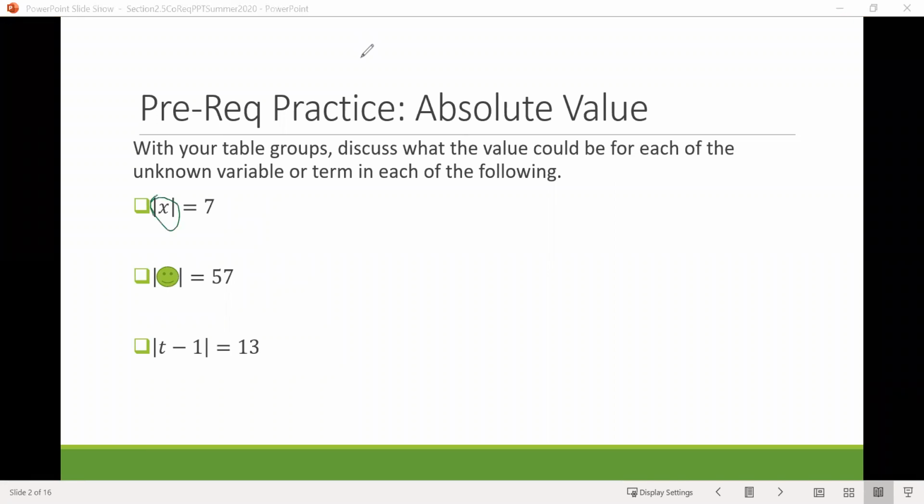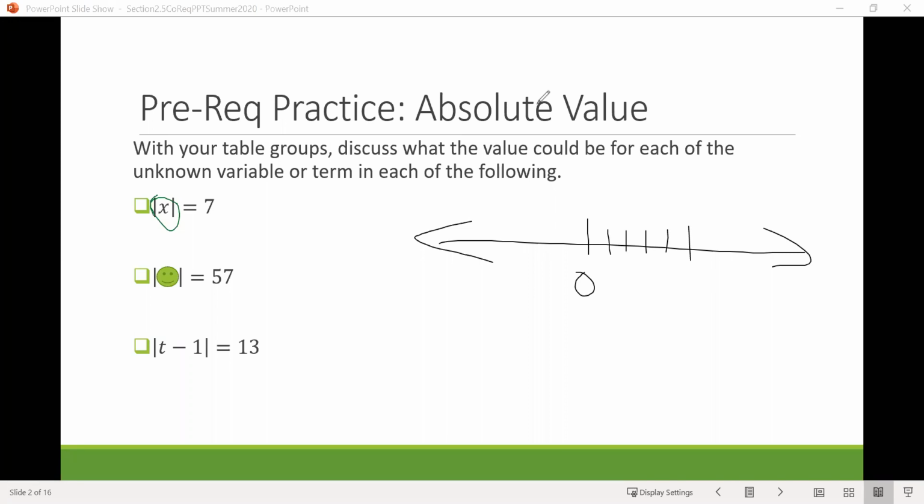So let's start with the top one. Absolute value of x equals 7. And we first maybe have to talk about what absolute value means or measures, right? We're saying the absolute value of something equals 7 there. What are we really saying? Well, recall that absolute value measures distance from 0. And so what absolute value of x equals 7 is really asking is what could x be, where x is a number whose distance from 0 is 7.